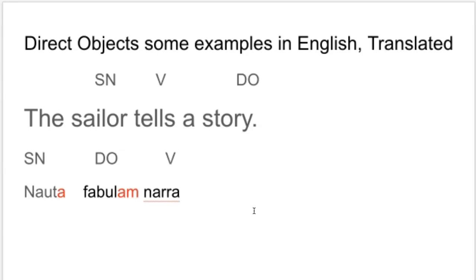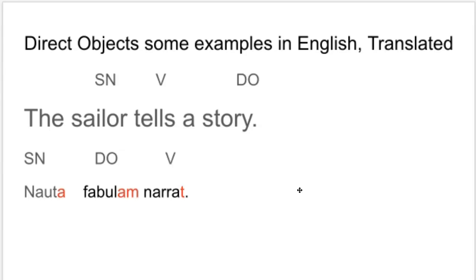So we have to ask ourselves, is this first, second, or third person? If it was first person, the subject would be I or we. That's not the case. If it was second person, the subject would be you or y'all. That's not the case. Third person is he, she, it, they, or if you ever have a separate nominative noun serving as the subject, then you know you're dealing with a third person sentence. So this is third person. There's only one sailor, so it's third person singular, and it's in the present tense. So we need the third person singular present tense ending, and that is narrat.